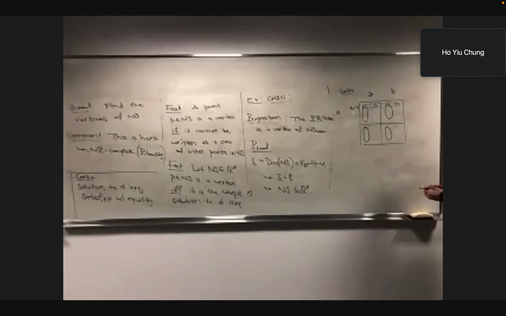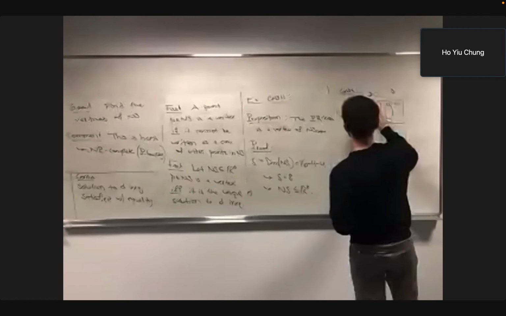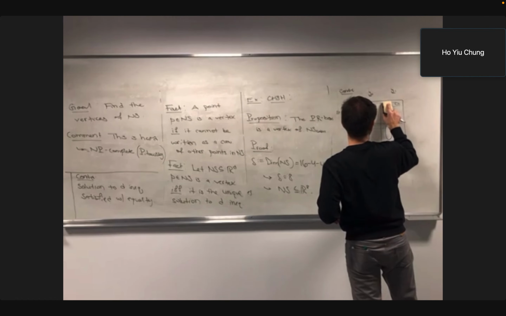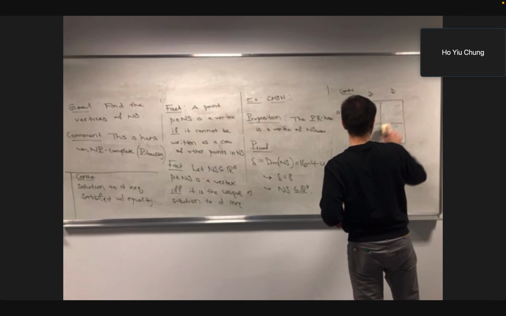Okay, so now to show that the PR box is a vertex, let's just get rid of these very quickly.